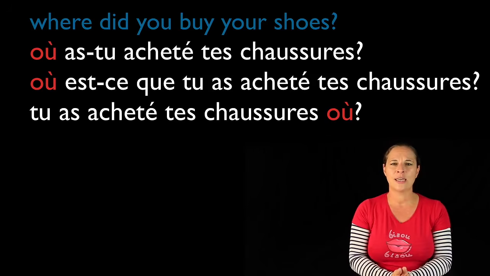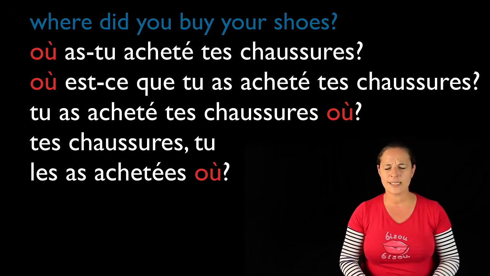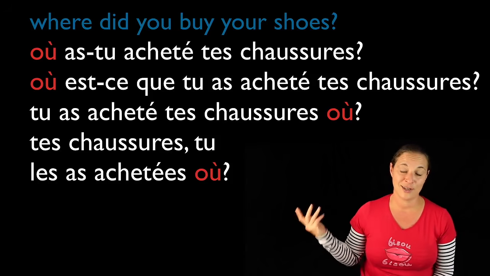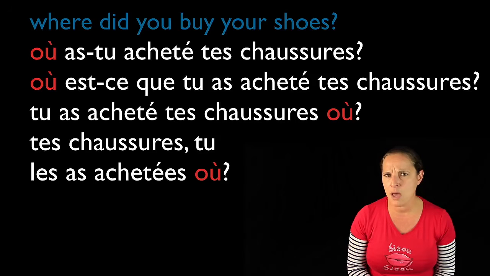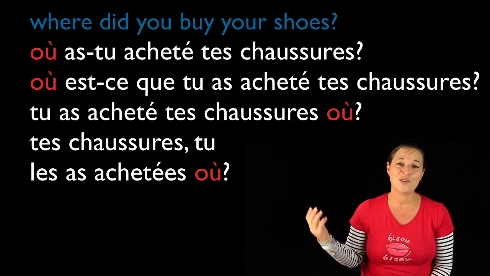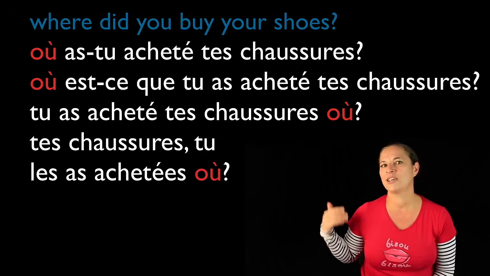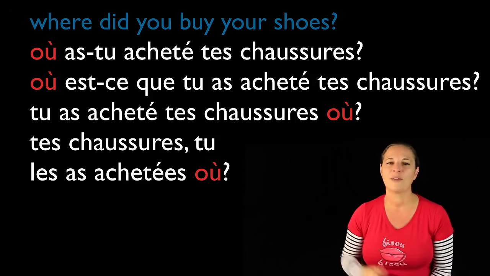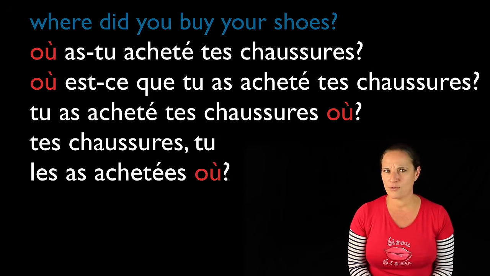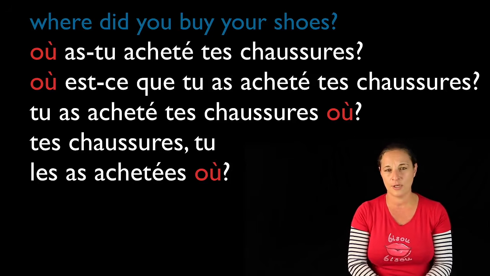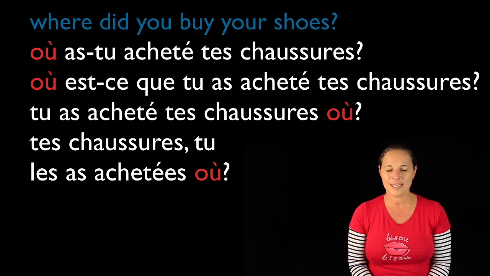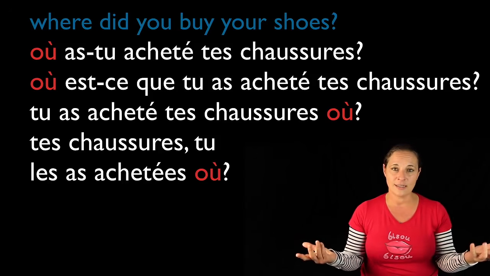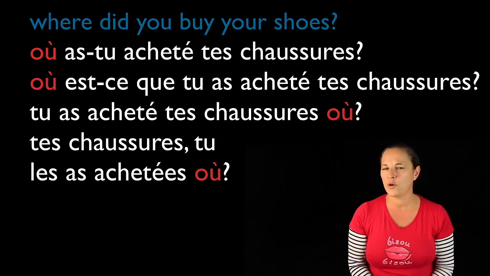And again, you could say, tes chaussures, tu les as achetées où? That's another way of asking a question. Your shoes, where did you buy them? Okay, now I know it's very hard to grasp, but it's all very fast. But why don't you watch this video again and have a look at different ways of asking questions? It's quite simple. Use a sentence and make up your own questions, okay?